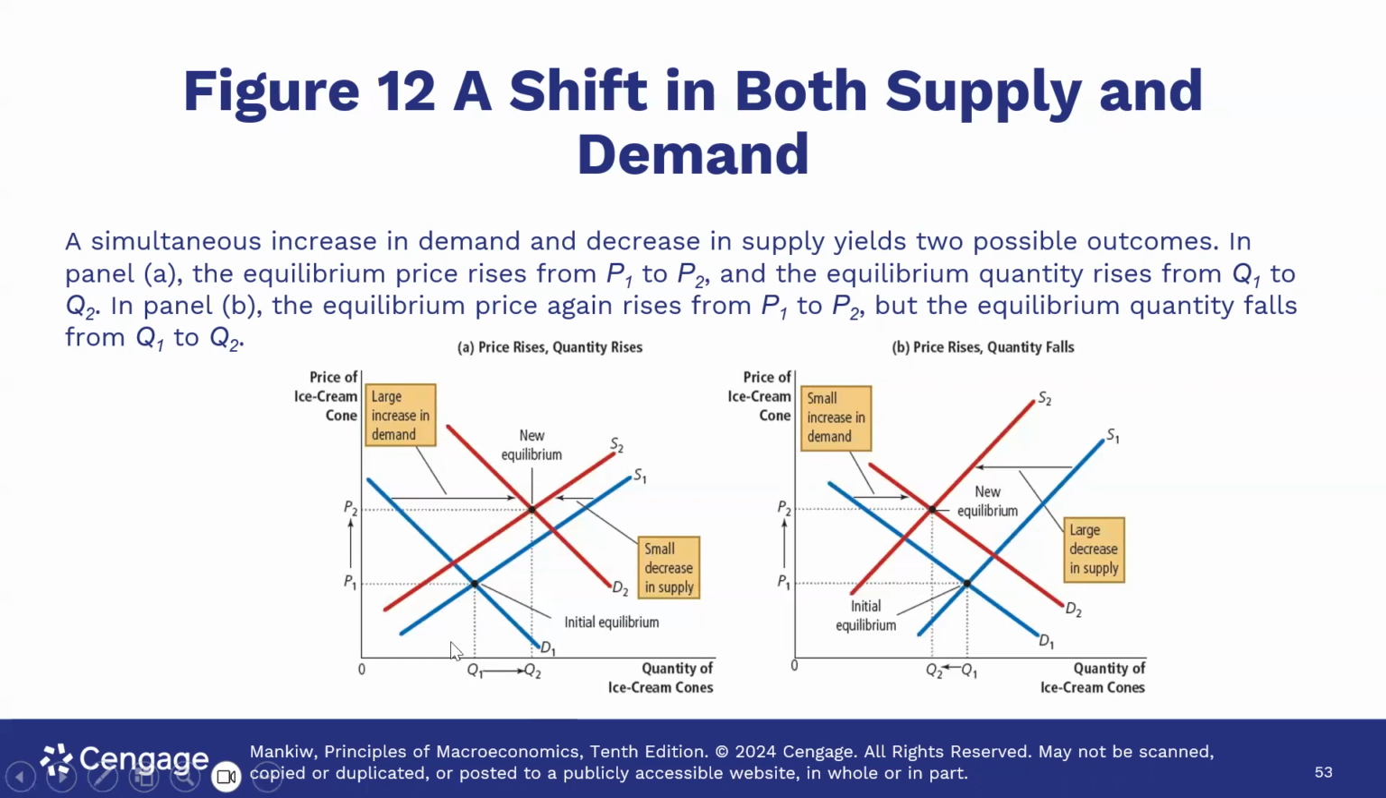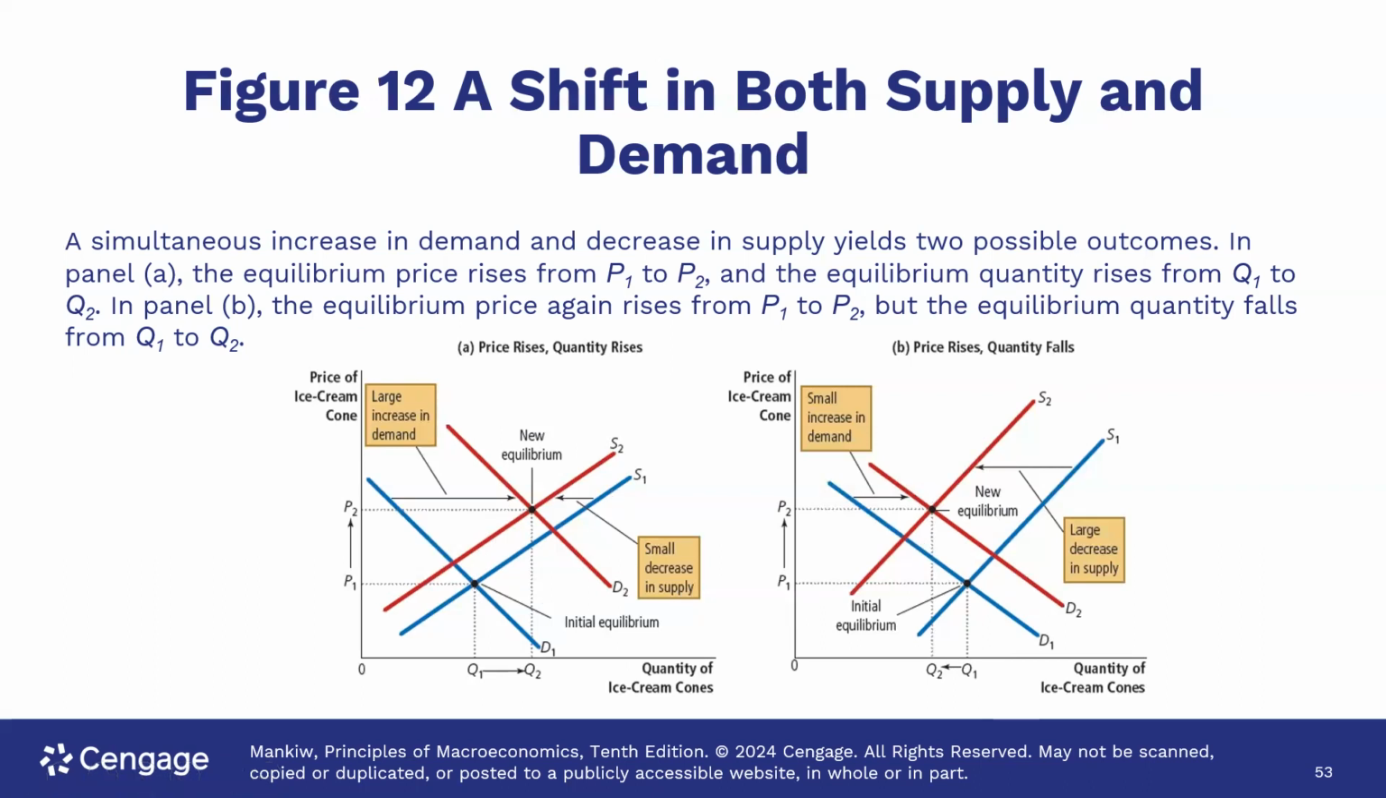So in the first situation, the change in demand is much larger than the change in supply. So you can see the quantity increases. But in the second scenario, the decline in supply is much larger than the magnitude of the increase in demand. So the quantity actually decreases. Correct.